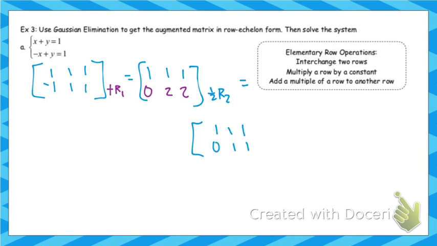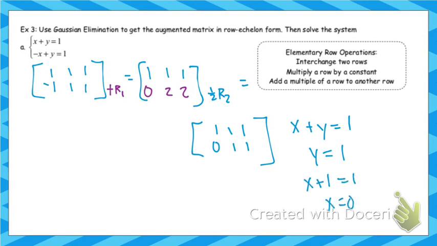0, 1, 1. Now the reason that we like this row echelon form, even though it's not all the way at the reduced form, is that it makes it really easy to solve this system, because the system that corresponds to this matrix is x plus y equals 1 for the first one, and y equals 1 for the second. Now it's really easy to find that x value if I know what y is. If y is 1 and x plus 1 equals 1, then x equals 0. And I have both my values that I need.